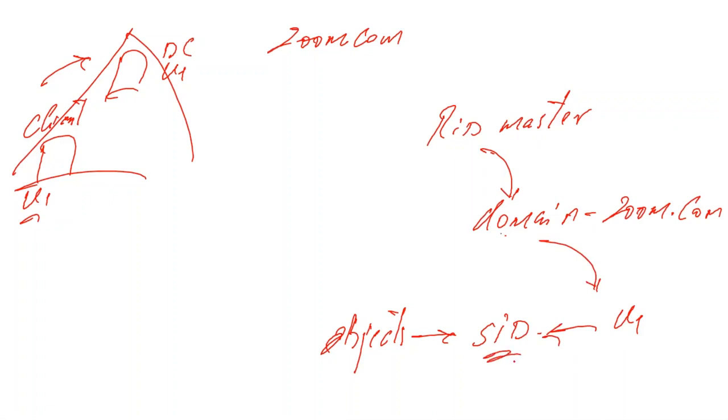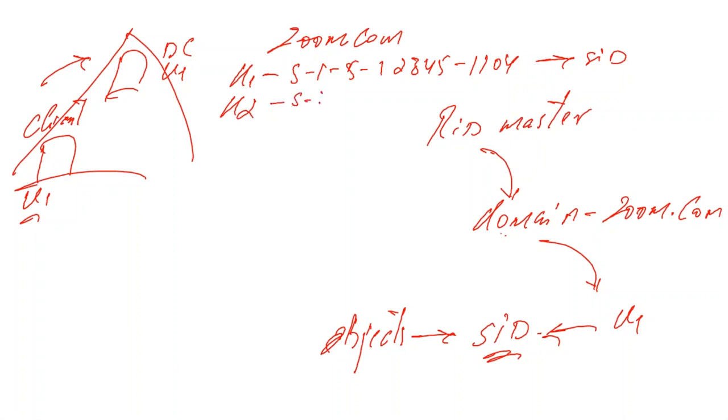That is called security IDs here, right? But if you ask user one, sir, what is your SID? It will say like this, S-1-5, for example 12345-1104. So this 1104 is the SID of my user, the last 4 numbers. If you ask user 2, sir, what is your SID? It will say S-1-5-12345-1105. So this 1105 is the SID of my user 2.